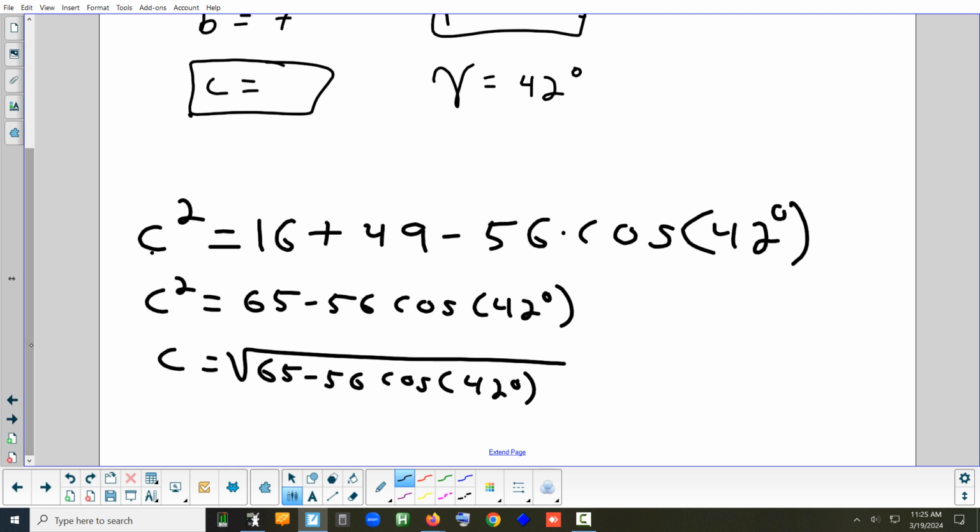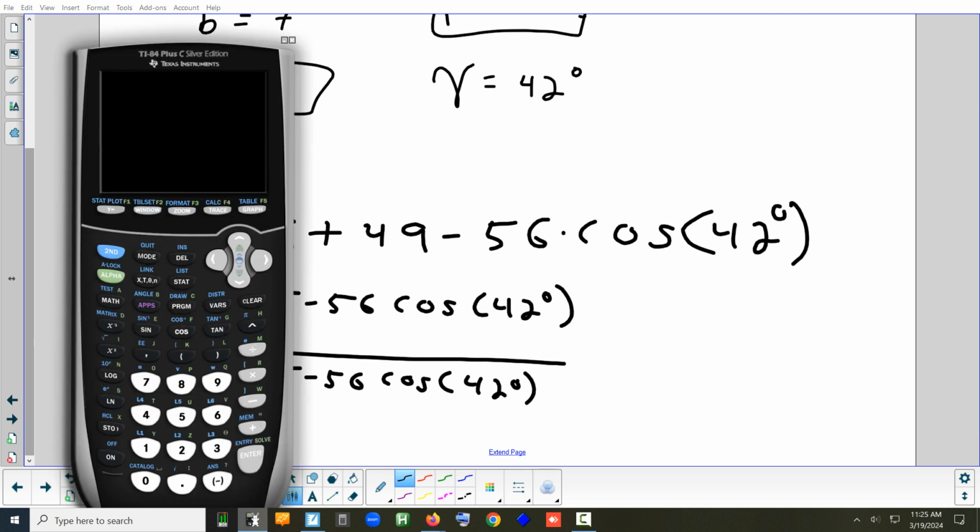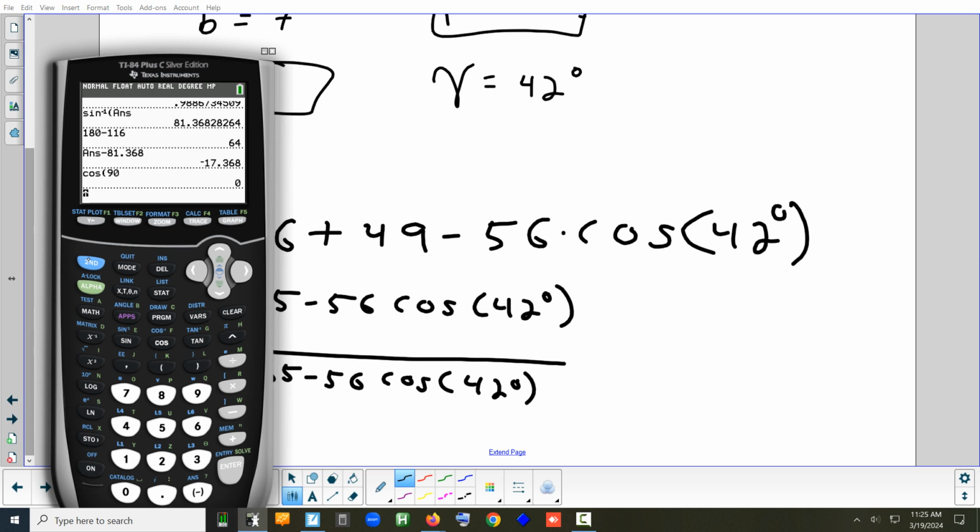Any questions on how we got to that step? All right, just type it in. Okay, so square root of 65 minus 56 cosine 42. Okay, you should have gotten 4.836. If you got 4.836, then you did it right. Is that going to be a plus or minus? No, because you can't have a negative sign. Everything's always just a positive answer in solving triangles.